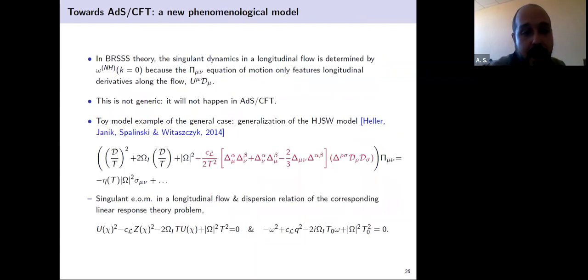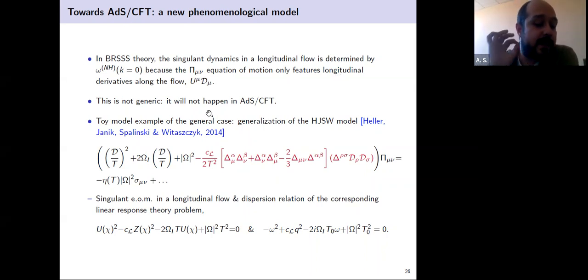And now, coming back to the point that I have made, I have here an item which serves to produce this point, which is that in BRSSS theory, the singulant dynamics in a longitudinal flow is determined by the non-hydrodynamic sound mode frequency evaluated at zero momentum. And this is purely due to the fact that the pi mu nu equation of motion only features longitudinal derivatives along the flow having this form. And this in particular is not generic, and it will not happen in the AdS/CFT computation that I will discuss in a while, time permitting.